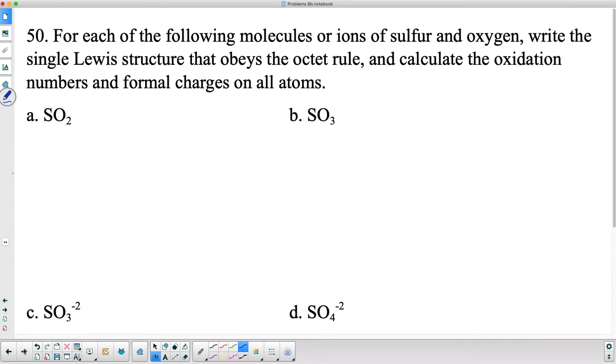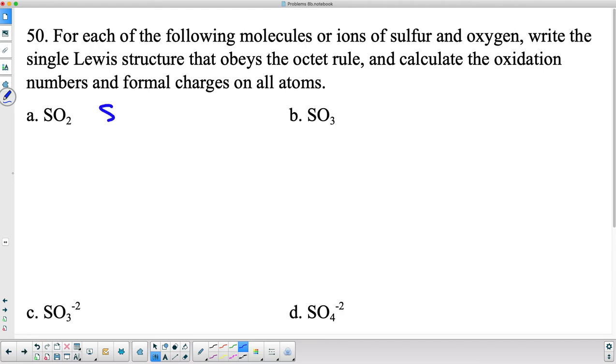For this one, write the following molecules or ions for sulfur oxygen, write the single Lewis structure that obeys the octet rule, and calculate the oxidation numbers and formal charges of all atoms. Wow. Okay, so that's going to be a lot. After I do A and B, actually no, I'll do A and C, so you get to see again a molecule and a polyatomic ion, and we'll do the formal charge on all the atoms.